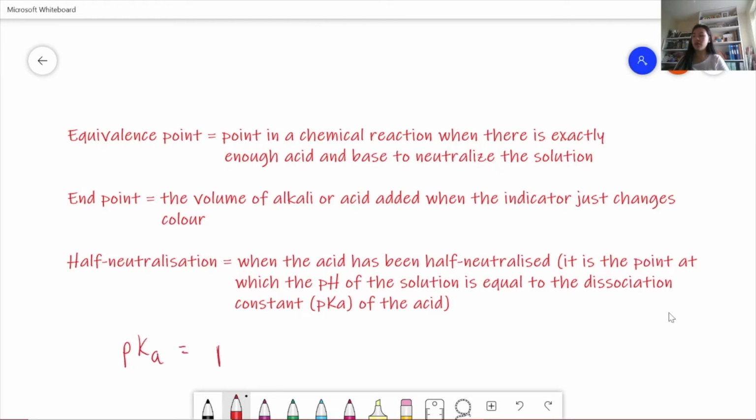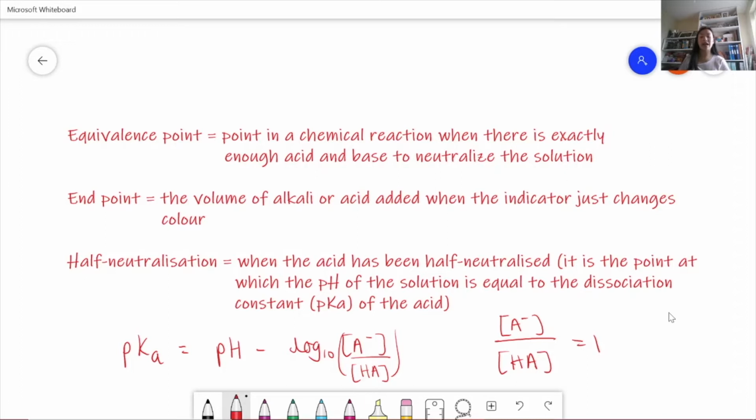pKa equals pH minus the log to the base 10 of the concentration of A minus over the concentration of the acid. And because of this, we know that the acid is exactly 50% dissociated when this ratio of concentration of A minus over the concentration of HA equals 1. And that's when we get the pKa is equal to the pH.